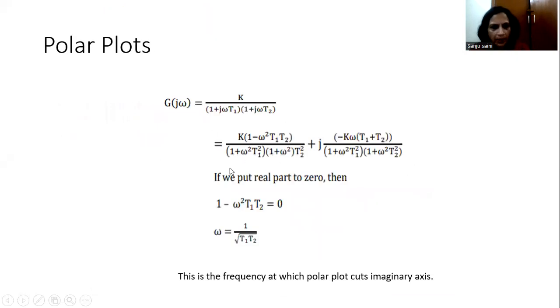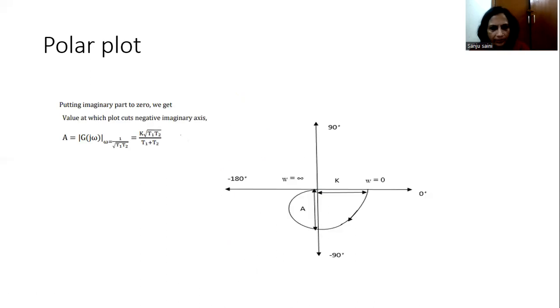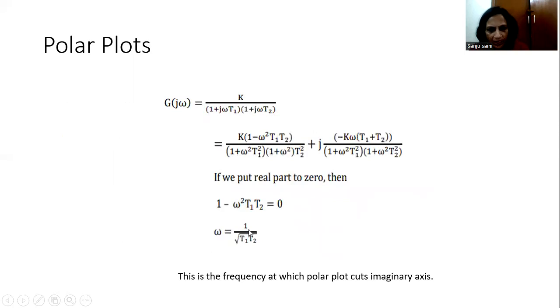When we put the real part equal to 0, omega comes out to be 1 by root of T1 T2. This is the frequency at which the polar plot is cutting the imaginary axis. When we put this portion equal to 0, we get omega equal to 0. So omega equal to 0 is the frequency where the polar plot is cutting the real axis. So we get three points: at omega equal to 0, at omega equal to infinity, and at omega equal to 1 by root of T1 T2.